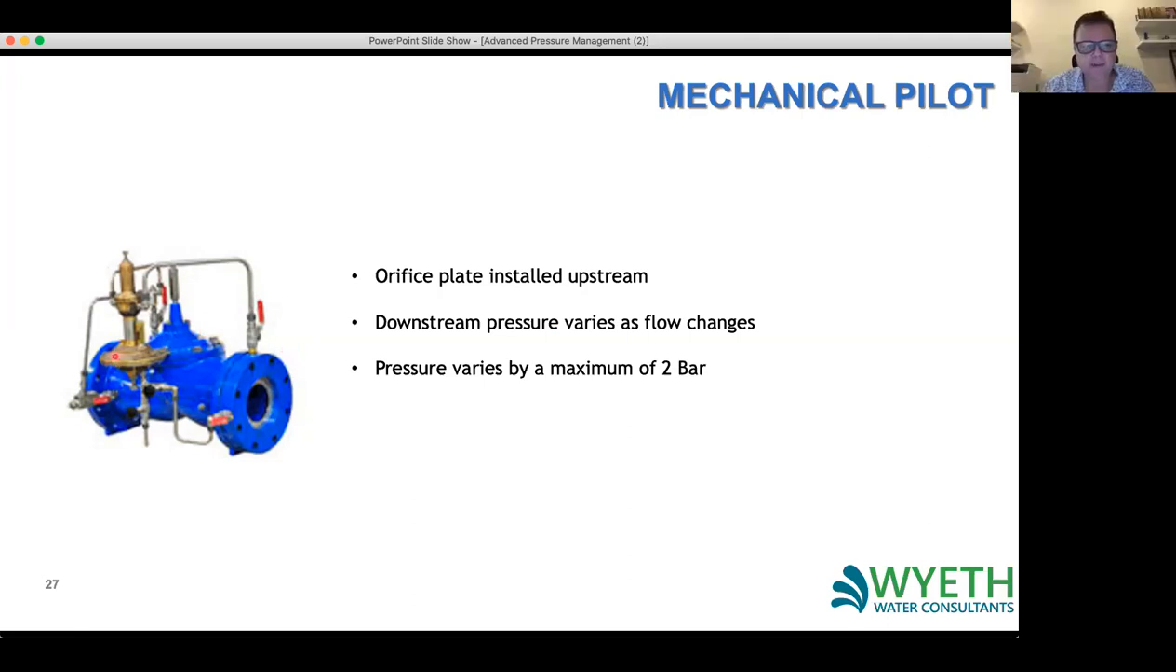And you can see that the pilot looks a bit funny. It's actually two pilots that are bolted together.